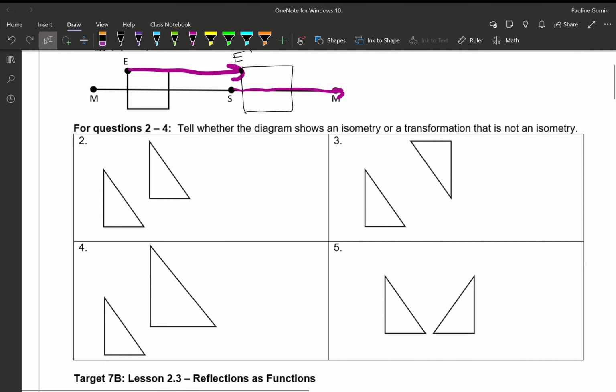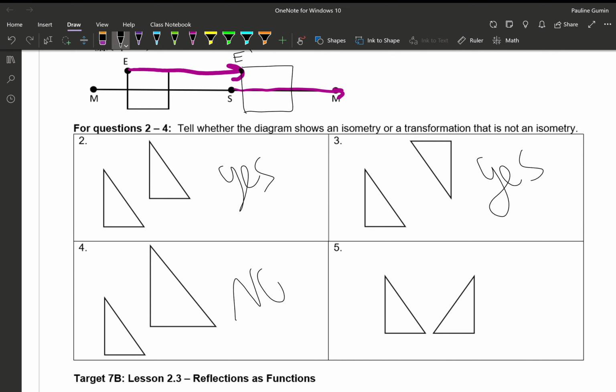For numbers 2 through 4, we want to see whether or not the image shows isometry. So isometry is our image staying exactly the same size and exactly the same shape. So let's take a look. Number 2, yes, that's isometric. Number 3, sure, it's flipped, but still the same size, same shape. Number 4 is a big fat no, that triangle got larger. And 5 is yes, it's just a reflection.